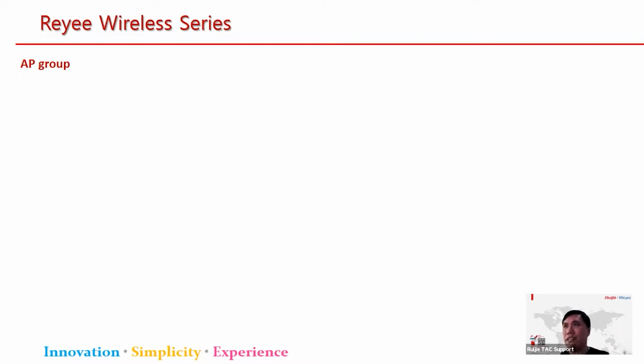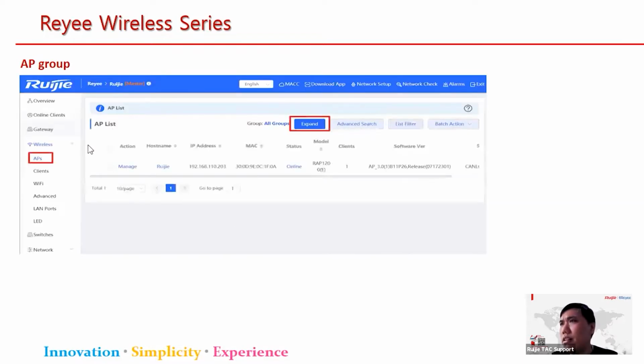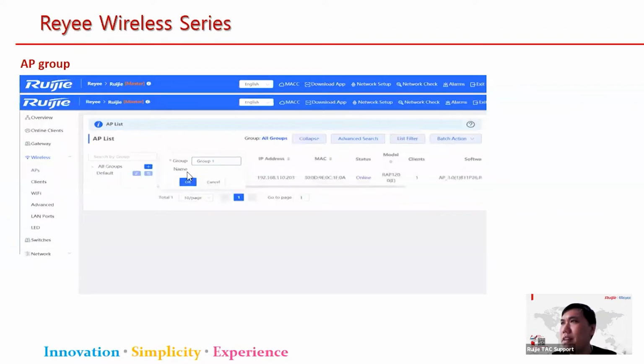So AP is not much setup and not much setting, but one of the settings I want to highlight is the AP group. With our Reyee AP, when you log in, you can create a group. Why do we want to create a group? For what purpose do they have the AP group? You just need to go to AP, then expand. After expanding, you're able to create a group.